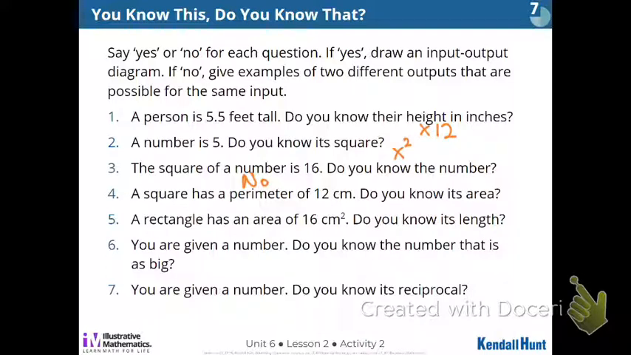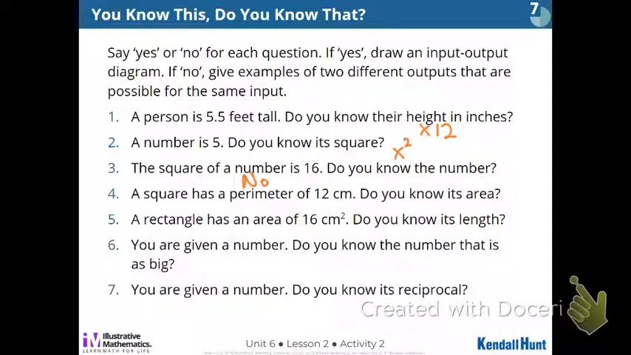It could be -4 times -4. So if we just know that a number squared is 16, there's 2 potential answers for that, meaning we don't know which one it is. It could be 4 or -4. So that one is not. That one has 2 outputs.